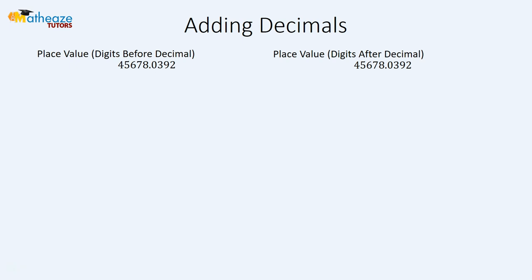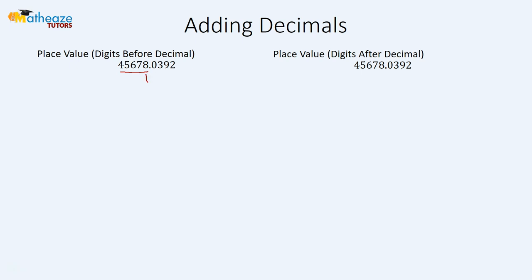So we're going to break this up into two distinct groups. The first group we're going to look at is the numbers before the decimal, and in the second group we're going to look for the digits after the decimal. This is just a review of place value because it's going to be helpful as we move forward. Now we have 4, 5, 6, 7, 8, and we're going to treat this as a whole number.